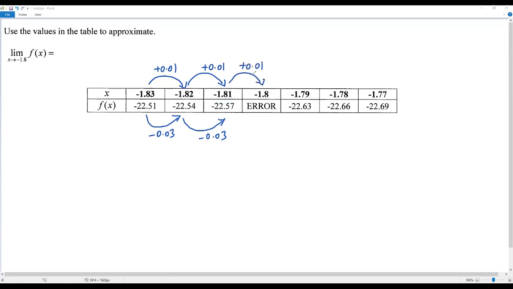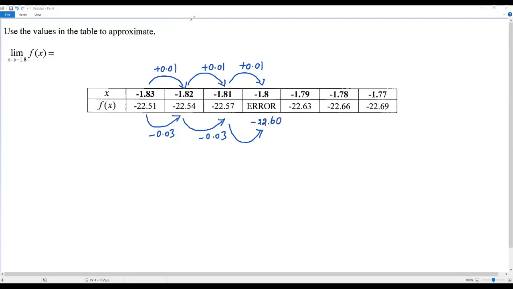Let me do it. Then what should happen to the value of f of x? The value of f of x must decrease by 0.03. That is, I have to subtract 0.03 from this value. Let me do this separately. Negative 22.57, subtract 0.03, and I get negative 22.60. So when x changes from negative 1.81 to negative 1.8, f of x changes from negative 22.57 to negative 22.60.